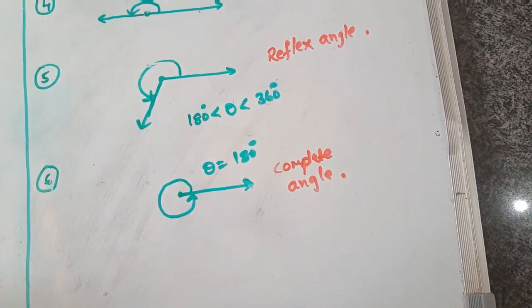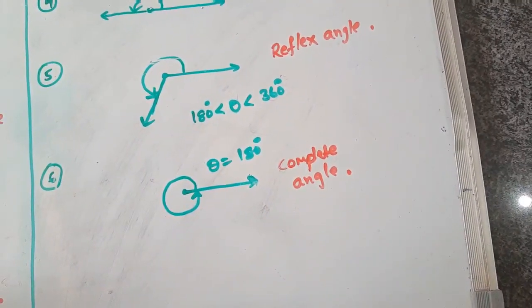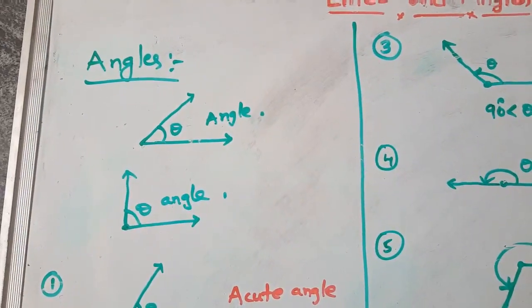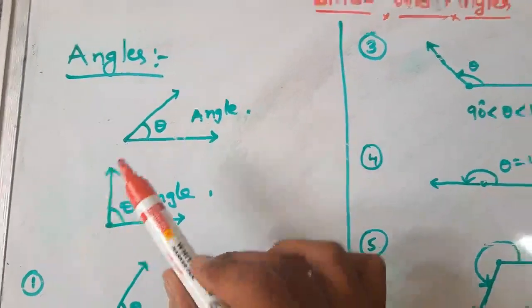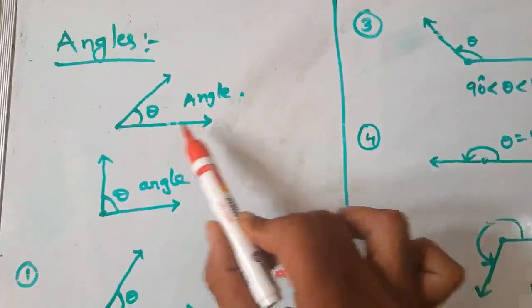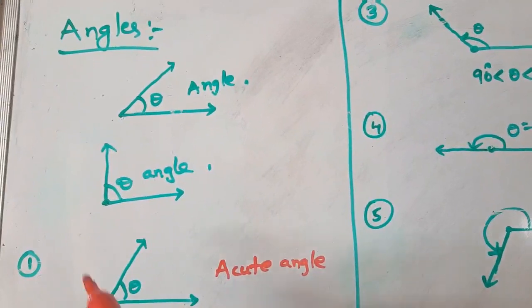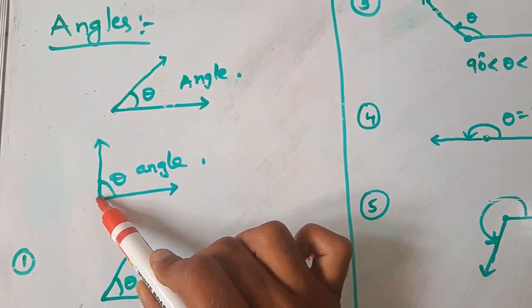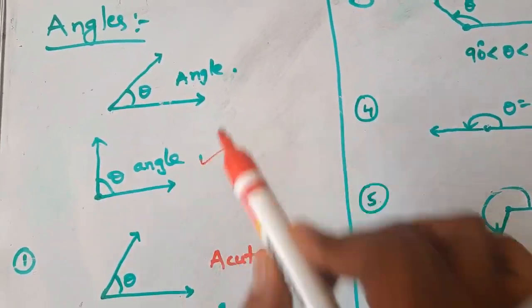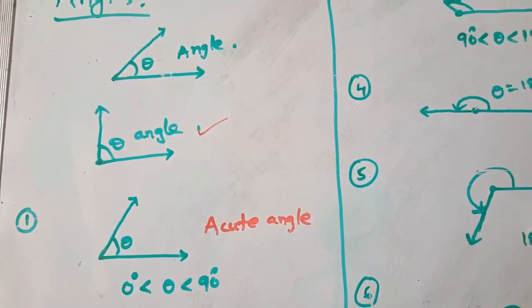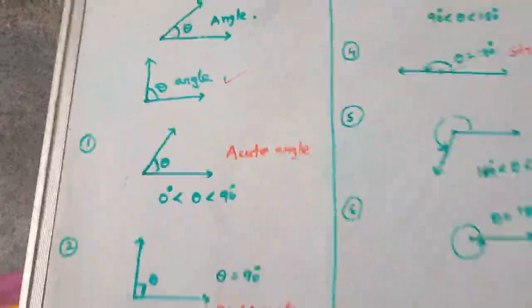Now I will briefly revise one more time. We can define angles in two ways. If I take one ray and rotate the ray, an angle is going to form. Otherwise, from a point, if two rays are emerging, then also an angle is going to form. These are the two ways of explaining angles. There will be different types of angles.